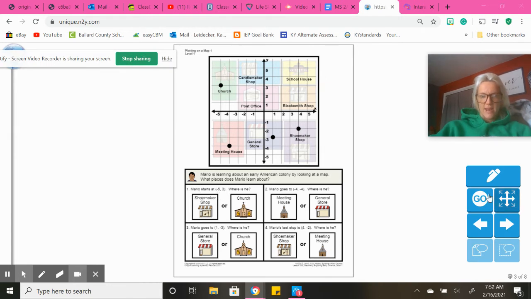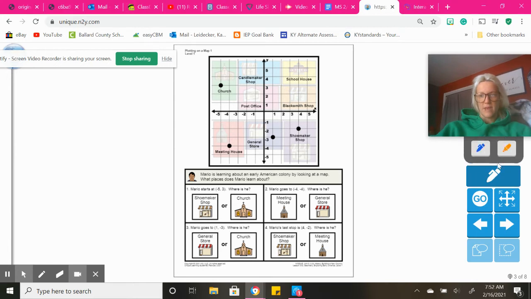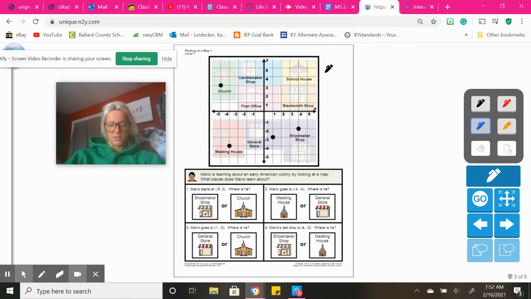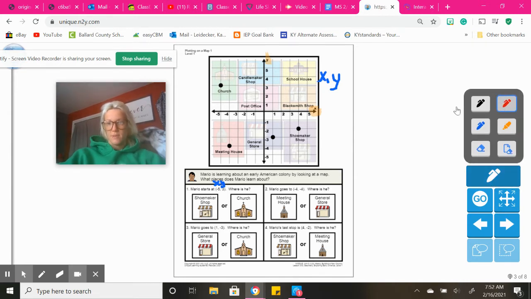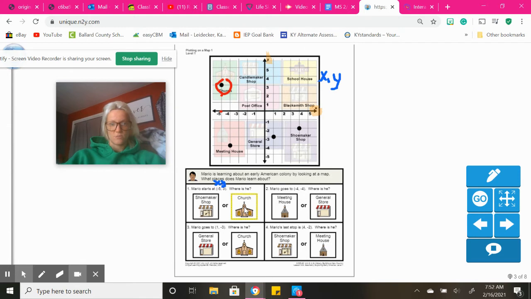So Mario starts at -5, 3. So remember we have x comma y is always the order in which we go. So we need x first and then y. So we have to start at x is this way. So see our x, and then y. So we start at our x-axis and go to -5. So starting at x, going -5. So here's -5, and then I'm going up 3. 1, 2, 3. So it looks then that Mario is at the church.